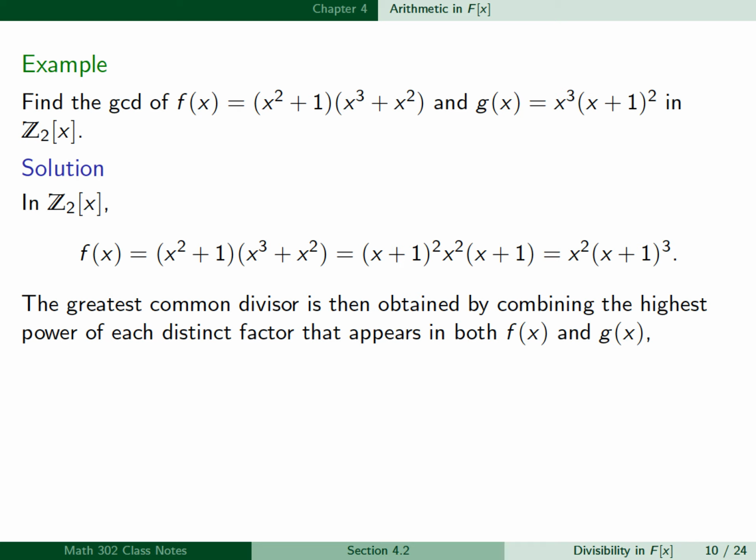Now the greatest common divisor is obtained by combining the highest power of each distinct factor that appears in both f(x) and g(x). So the common factors of f(x) and g(x) are x and x + 1. And the highest power that appears in both f(x) and g(x) for x is x^2. The highest power of the other factor, x + 1, that appears in both f(x) and g(x) is (x + 1)^2. So the greatest common divisor, d(x), will be x^2 times (x + 1)^2.